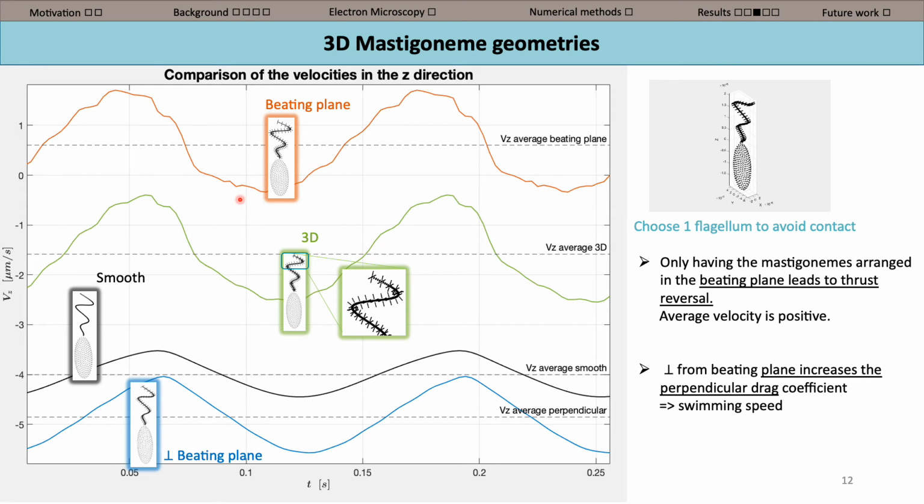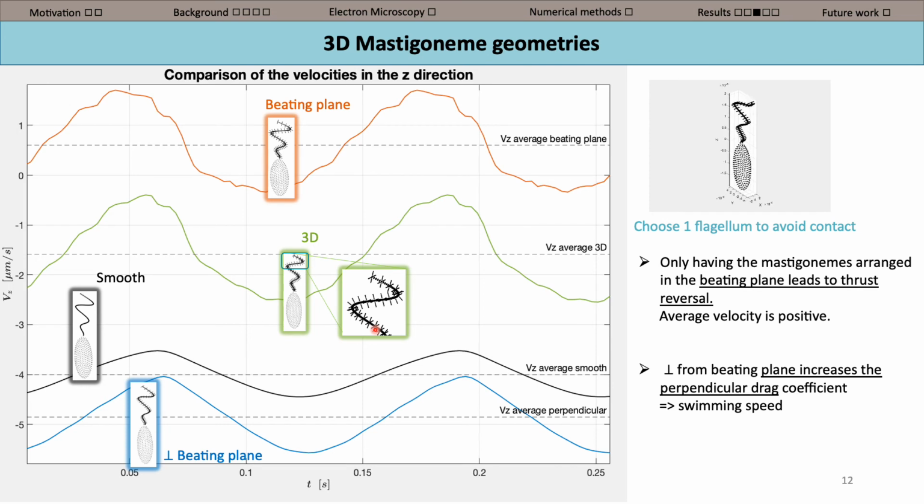We also wanted to try a simpler geometry with only one body cell, one flagellum, and this time two rows of Mastigonemes, in order to explore the effect of having the Mastigonemes distributed in other planes, so in 3D. In this plot we have the same distributions as earlier, and we have a new one, the 3D one, where the Mastigonemes are distributed in both the beating plane and the plane perpendicular to the beating plane. So we have this little cross everywhere.